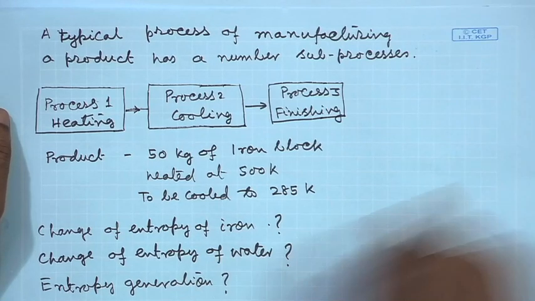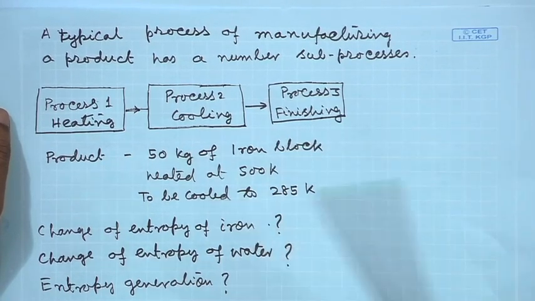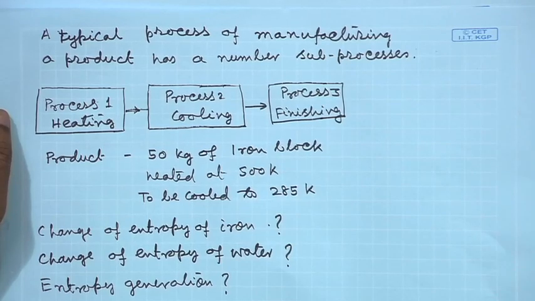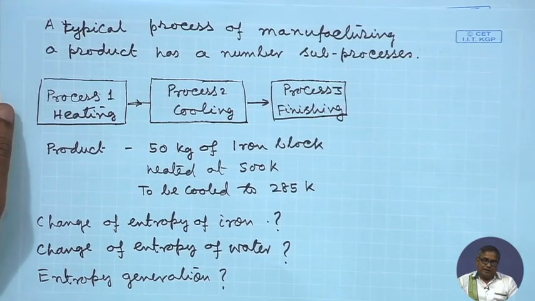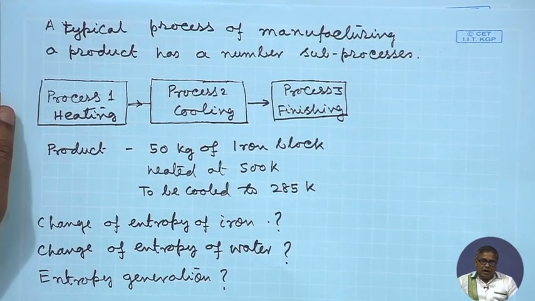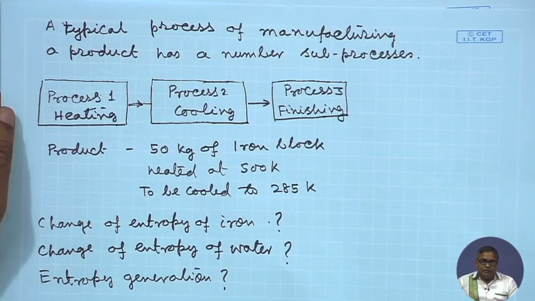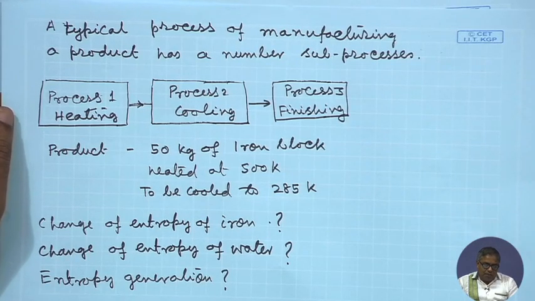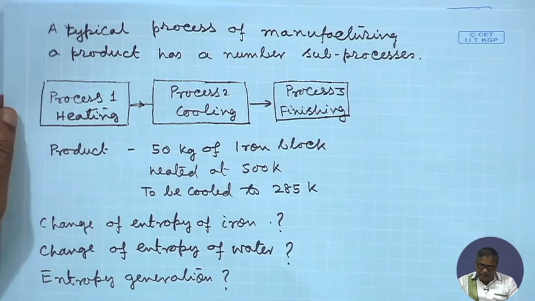And we are interested in this cooling process. So, 50 kg of iron block, according to the arrangement of the industry, is being cooled by plunging it in a tank of water. The water in the tank, we assume that it is of enough quantity, so that by this process the temperature of the water does not change, but obviously the temperature of the iron block changes.